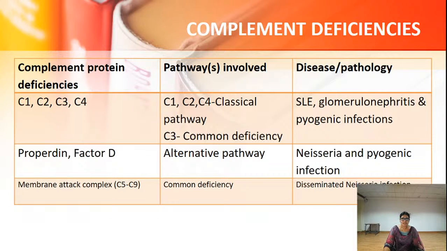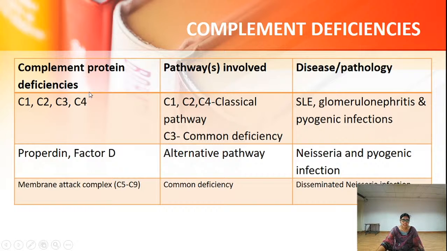So the last important topic is the deficiencies. Complement deficiency may occur when there is a complement protein deficiency or a complement regulator deficiency. These are the two types of deficiencies. When a complement protein is deficient, the pathway will be inhibited at one stage. Whereas if the complement regulatory proteins are deficient, what happens? The complement becomes more and more active without any restriction. That is how we have to remember the deficiencies.